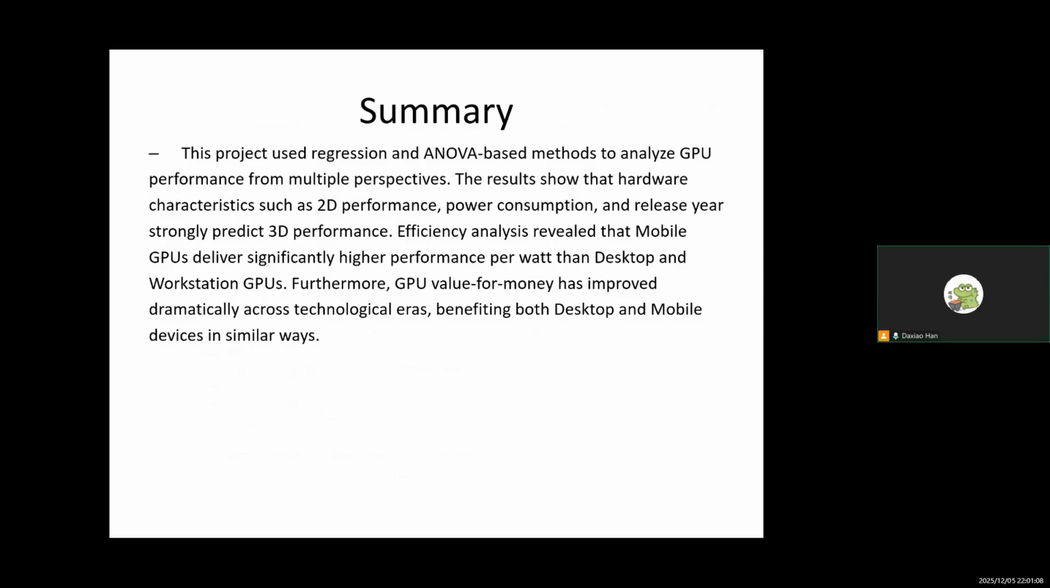To summarize, this project used regression and ANOVA-based methods to analyze GPU performance from multiple perspectives. The results show that hardware characteristics such as 2D performance, power consumption, and release year strongly predict 3D performance. Efficiency analysis revealed that mobile GPUs deliver significantly higher performance per watt than desktop and workstation. Furthermore, GPU value for money has improved dramatically across technological eras, benefiting both desktop and mobile devices in similar ways.